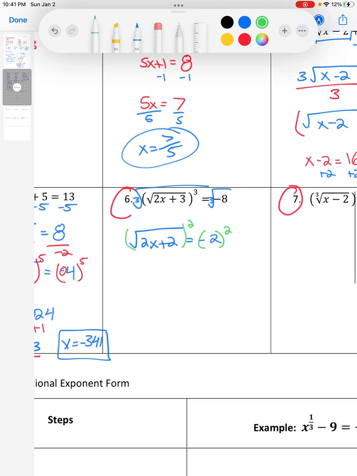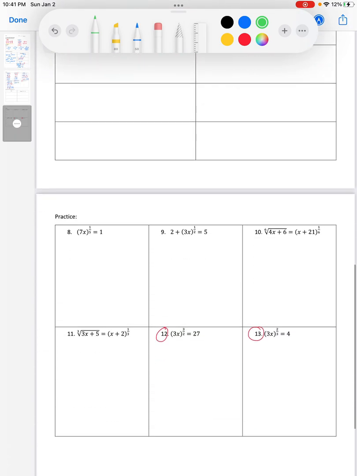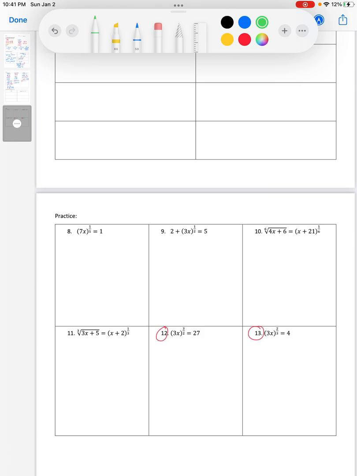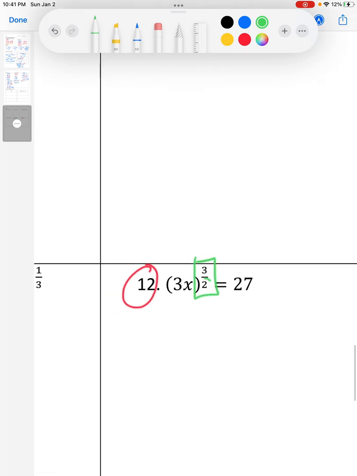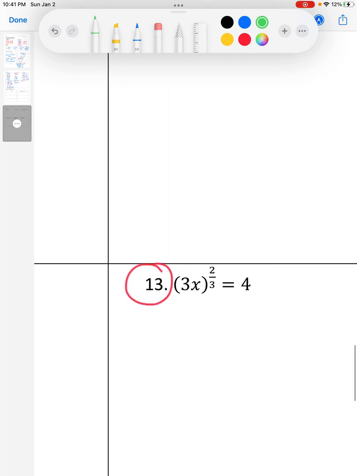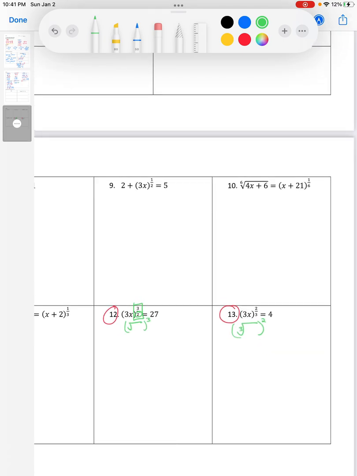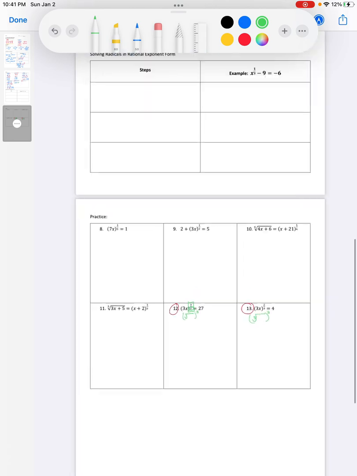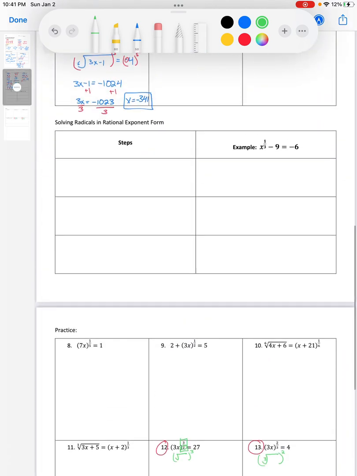It's going to be the same thing with 7. And if you look down here, that's actually going to be a similar thing with 12 and 13. Okay? So remember our fraction exponents here. Remember, that is like a square root because it's on the bottom. It's like we have square root raised to the 3. And this one is like I have a cube root raised to the square. Okay? So these are a little bit more challenging. I want you to try to do them. Okay? Let's look at the steps for the opposite.